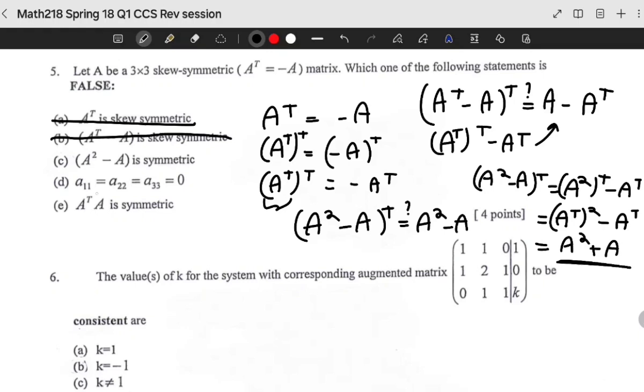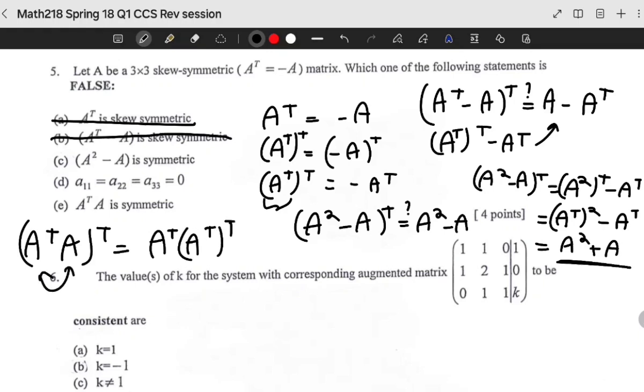So A11 equal A22 equal A33 is equal to 0. This is true, yes, because the general form of a 3 by 3 skew symmetric matrix has zeros on the diagonal, and these entries are A11, A22, and A33. Then A transpose A is symmetric. So if I transpose this, I get A transpose times A transpose transpose, because I have to flip these and transpose both. And that would be A transpose, and A transpose transpose is A. So option C is the false statement.